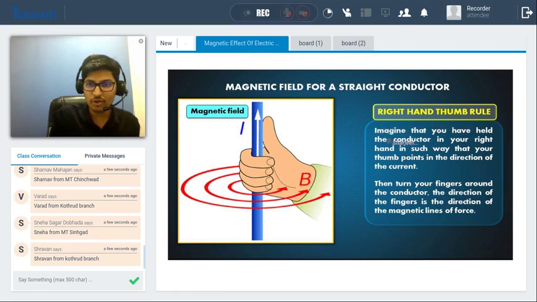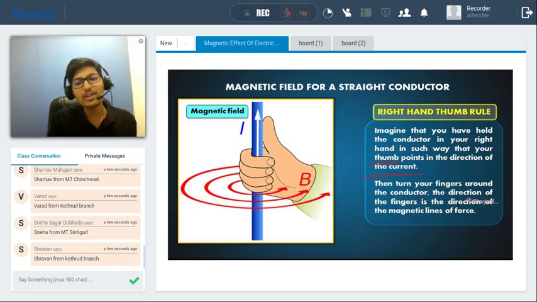It says, imagine that you're holding a current carrying wire. You hold the conductor in your right hand in such a way that your thumb points in the direction of the current. This is important: your thumb should be in the direction of current. Then turn your fingers around the conductor. The direction of the fingers is the direction of the magnetic lines of force. One of the most important words in this entire rule would be imagine. I'm just kidding, but you're not going to hold an actual current carrying wire, right?